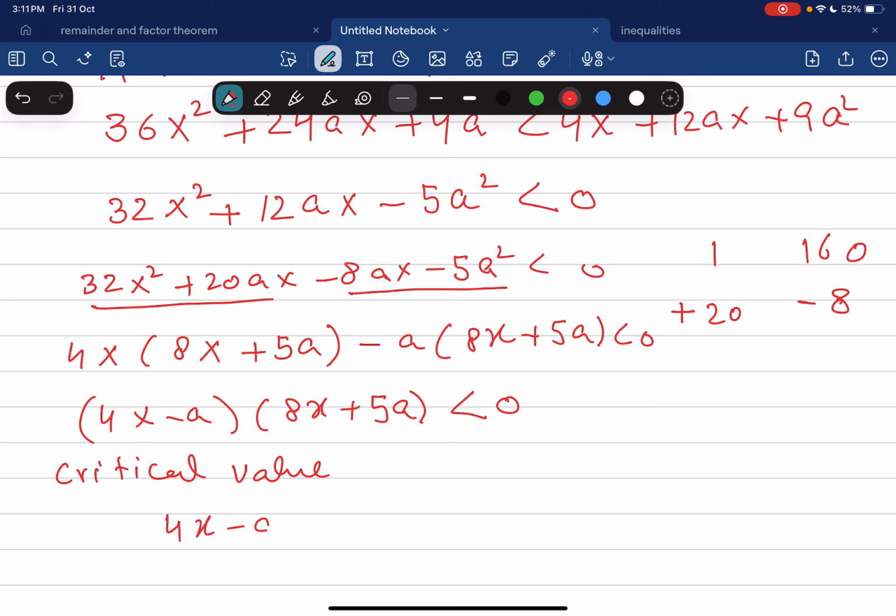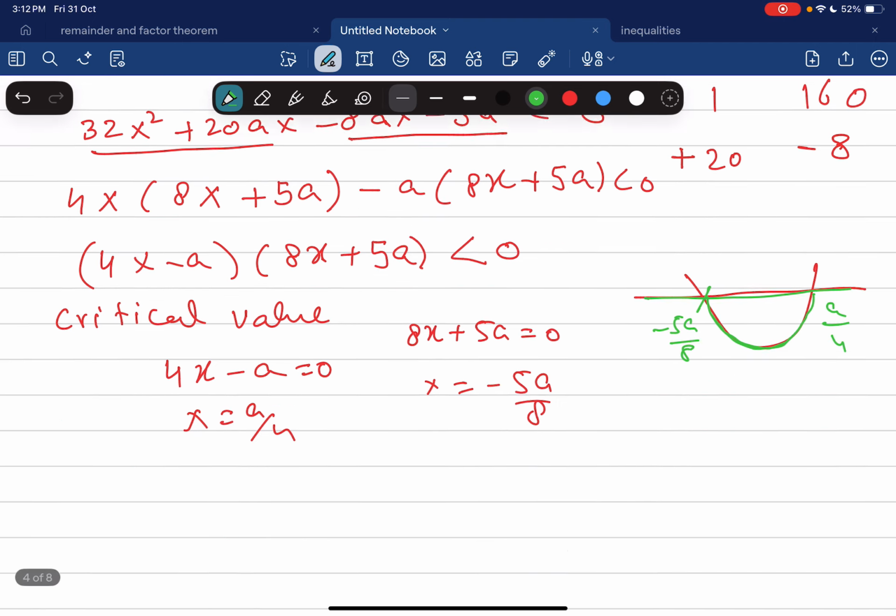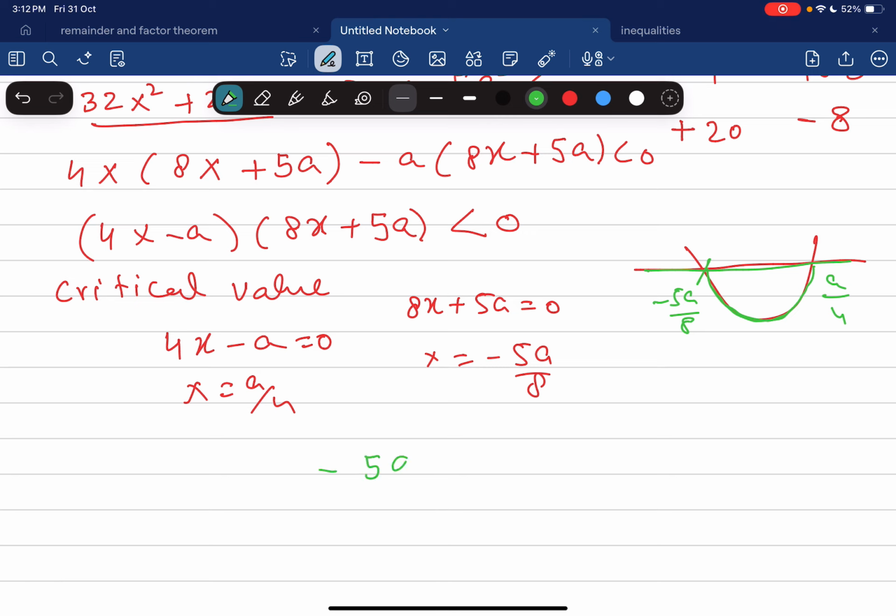4x − a equals 0, so x is a upon 4. 8x + 5a equals 0, so x is minus 5a upon 8. Here, this is the less part, less than this line. The less part is the close part: the small value and the big value, and we write the close part by joining them. x is between −5a/8 and a/4.